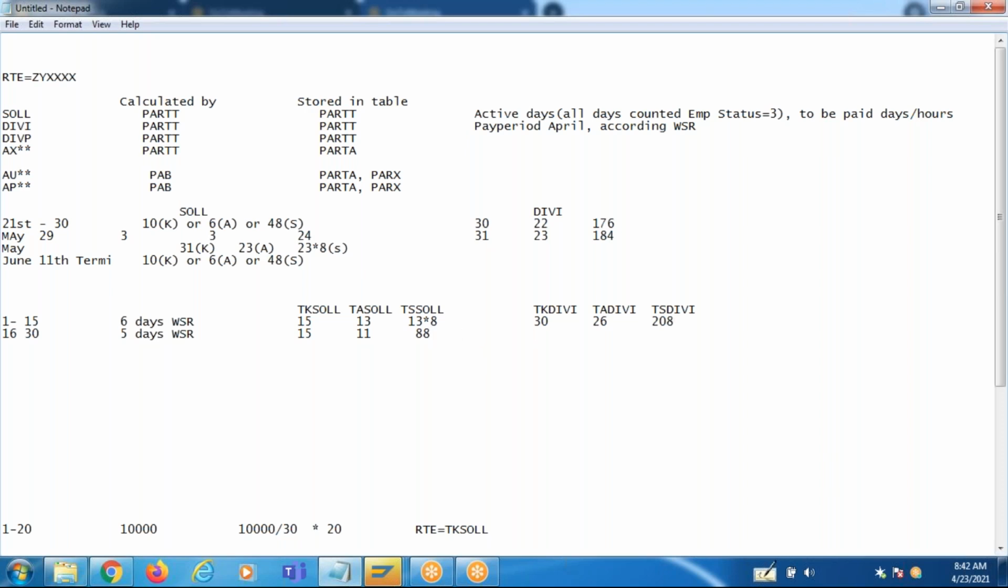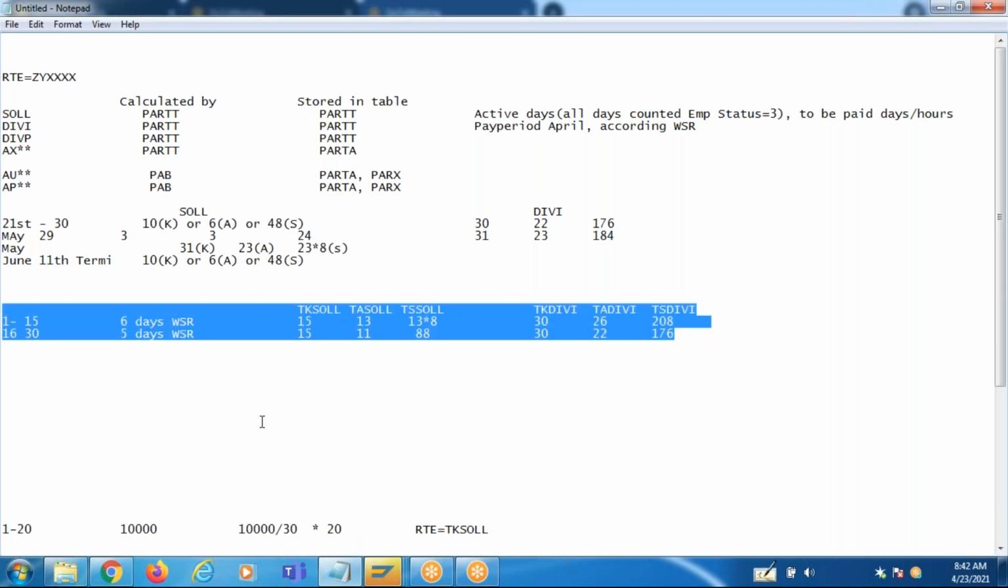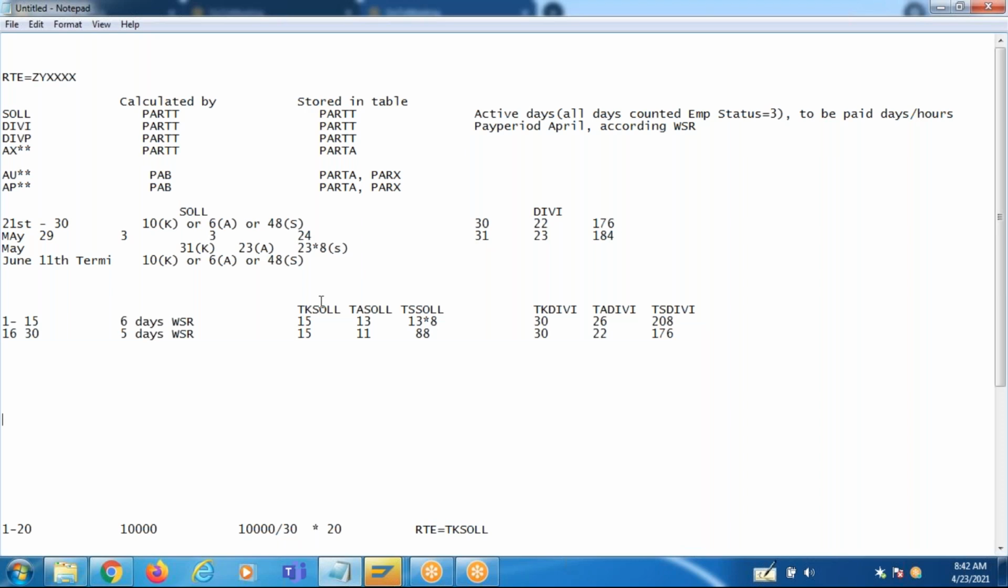Now here, 30, perfect. 20, and 26 or 22? Look at the work schedule. 22 into 8, 170. So, what is the purpose of this? SOLL is to be paid. Okay. Now, this is where you can build the formulas.